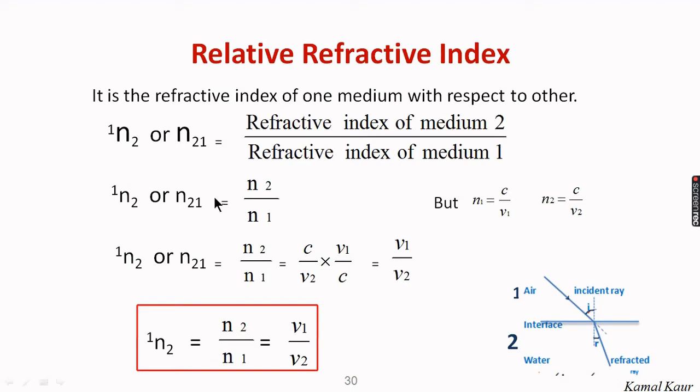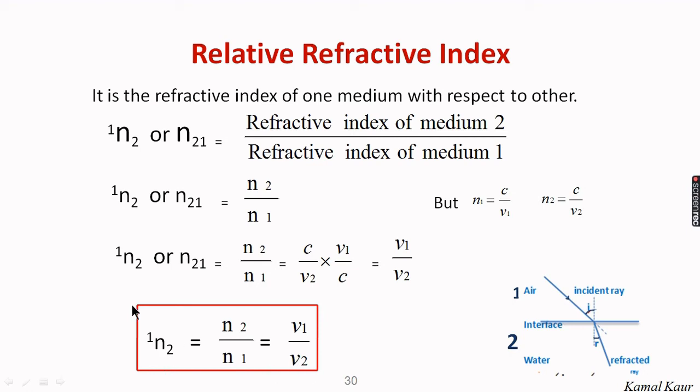Thus the formula now is: refractive index of medium 2 with respect to 1 will be equal to n2 upon n1, and we have just seen that n1 will be equal to the speed of light in vacuum divided by the speed of light in medium 1, and n2 will be equal to the speed of light in vacuum divided by the speed of light in medium 2. If we insert the values of n2 and n1 in this formula, c and c will get cancelled and we will get v1 upon v2. So now our formula for relative refractive index becomes: refractive index of medium 2 with respect to 1 is equal to n2 upon n1. It is also equal to v1 upon v2.